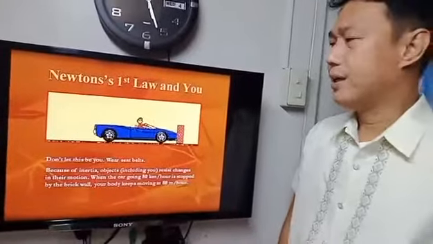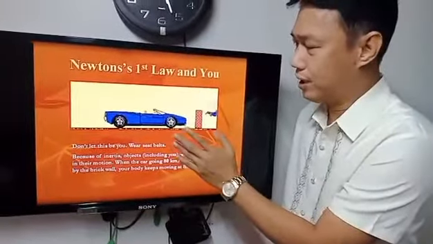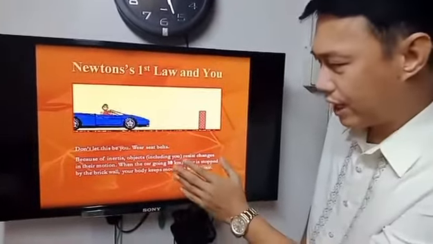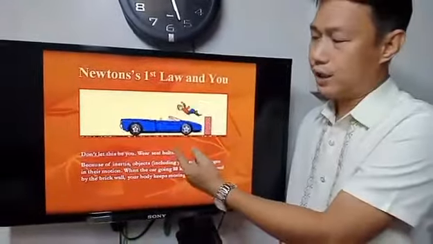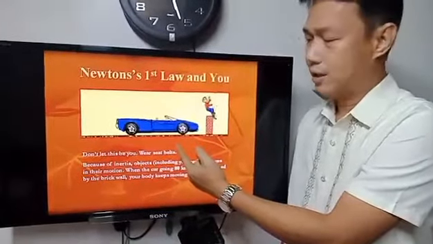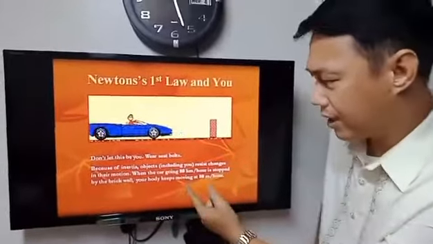Let's have another example of Newton's first law. Don't let this be you. So, according to the illustration, wear a seatbelt. What is the purpose of the seatbelt?